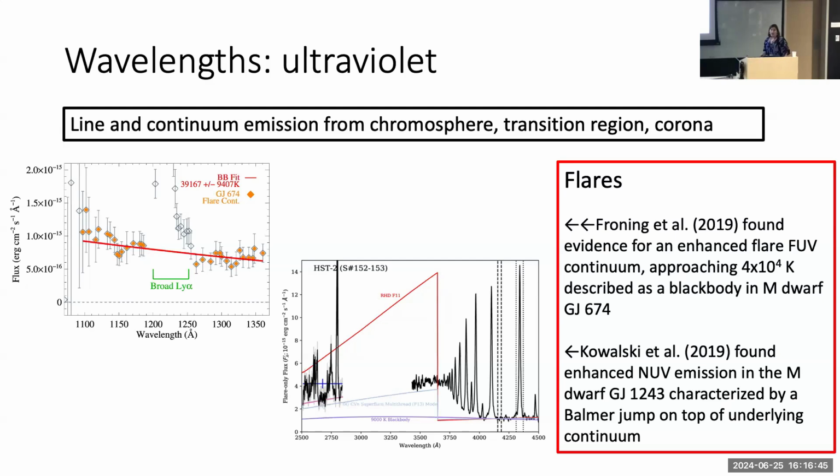And then in the near UV, this is a paper from Adam Kowalski using Hubble for the near UV and then combining that with optical observations and found enhanced NUV emission in this M dwarf. And you can see that there are actually two different components that are required to understand this. There's this black body emission, but then there's Balmer jump emission that gets reproduced by his radiative hydrodynamic models.